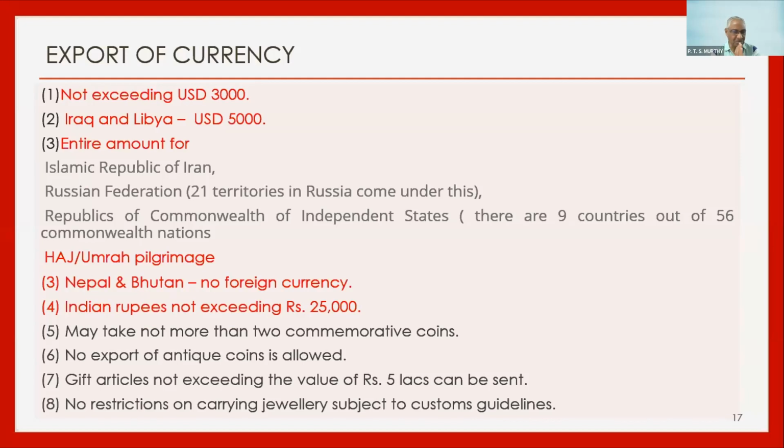Last time this was an examination question. If somebody is going to the Islamic Republic of Iran, how much currency can he carry in physical format? This is the question. Remember.